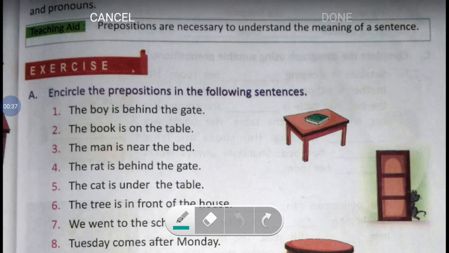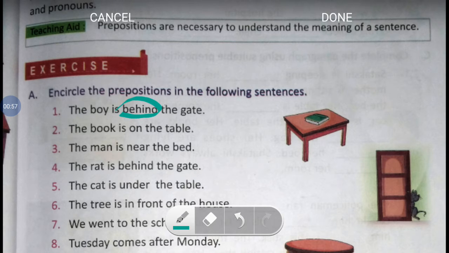The first sentence is, the boy is behind the gate. So in this line, which word is the preposition? तो कौन सा वर्ड इसमें preposition है उसे हमें encircle करना है. The boy is behind. So encircle behind like this.